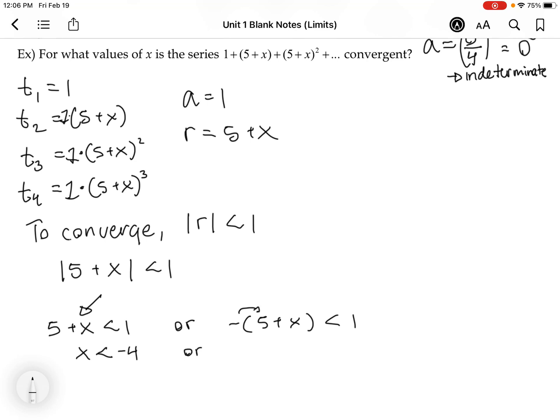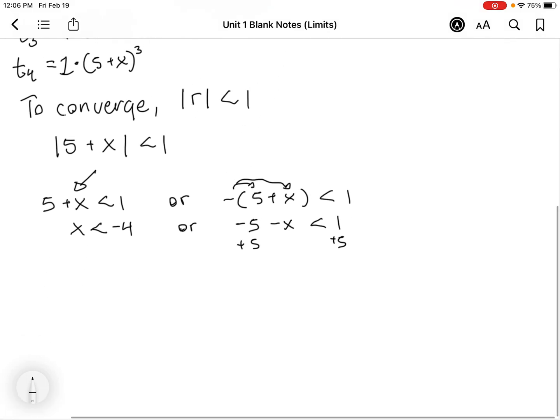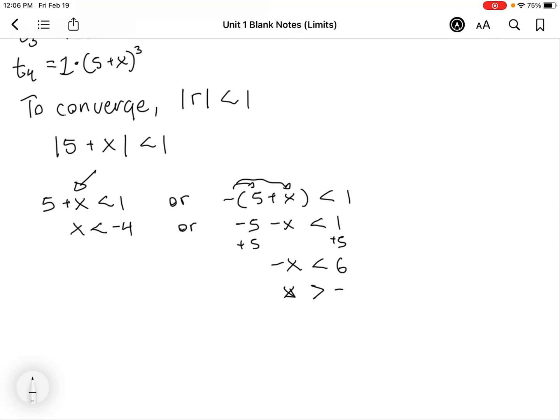Or here I have to do a little bit more work. So negative 5 minus x is less than 1. I'm going to add 5 to both sides. So I'm going to get negative x is less than 6. And again, when I divide by negative 1, the direction of the inequality flips. So x is greater than negative 6.